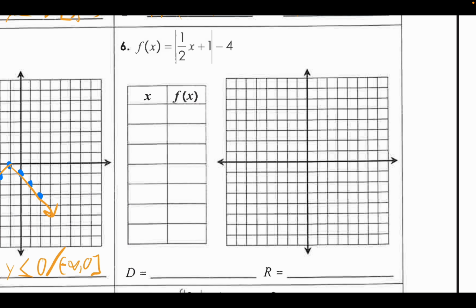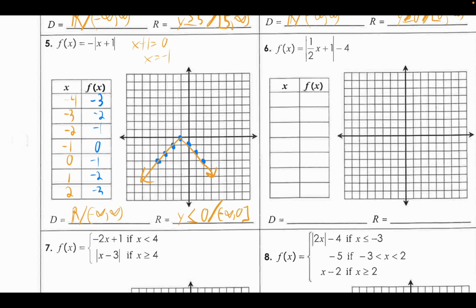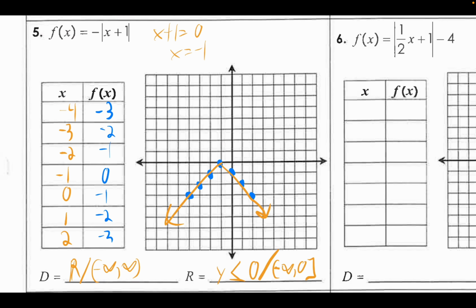Now on number 6 here, or I want to mention real quick on number 5, the reason why this absolute value is upside down instead of being a regular V is this negative out in front. Anytime you have a negative out in front of an absolute value function, that's what's going to happen.